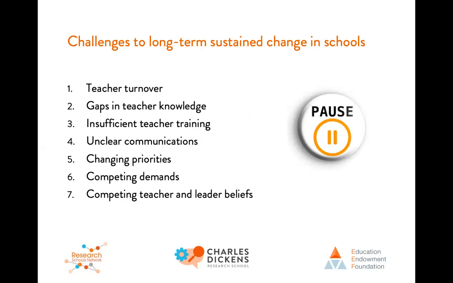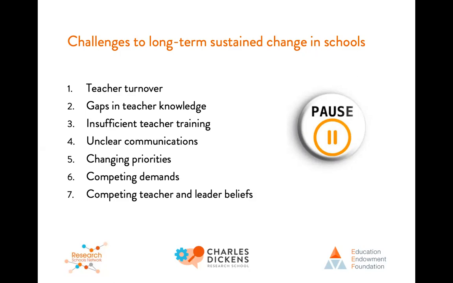Have we provided sufficient training, and not just for teachers, but for all of our staff, so that they're really clear about expectations, processes, and policies? Unclear communications, again, making sure that our communications are not overly burdensome, but that our staff really understand our expectations. Changing priorities, how can we make sure that we hold fast to the things that we've identified? And that links very clearly with those competing demands. And then back to that really clear link with our motivation piece of work. What are the competing teacher and leader beliefs?